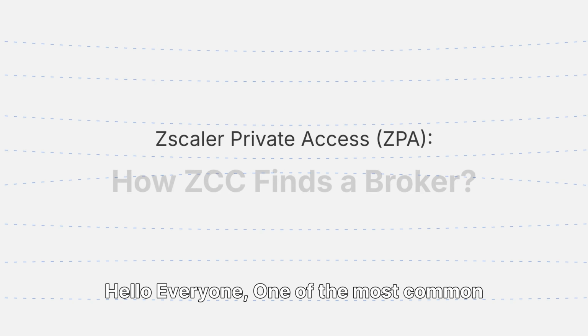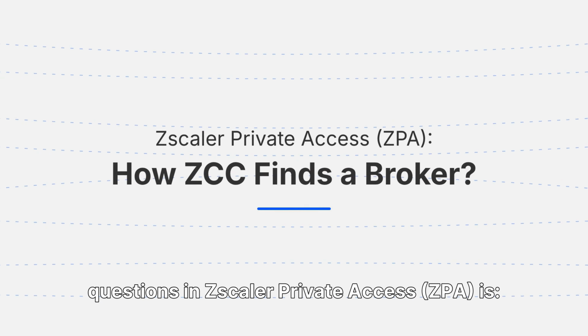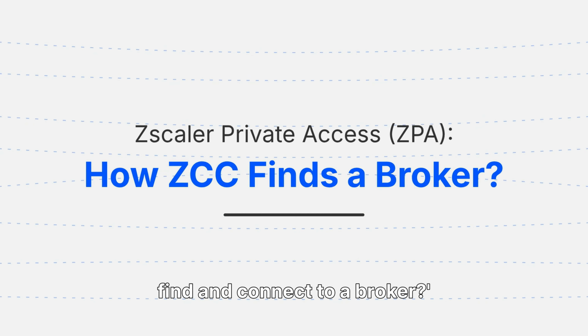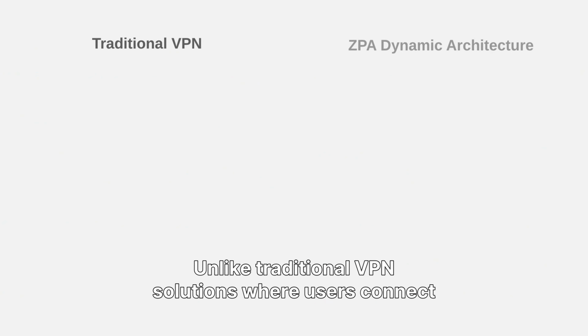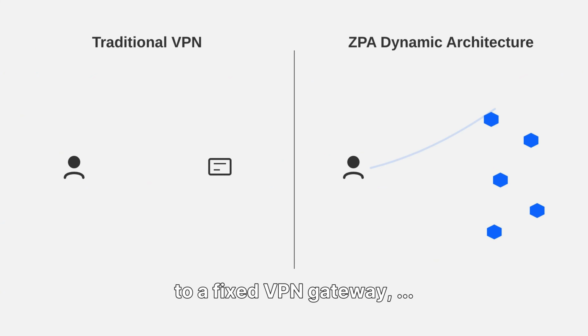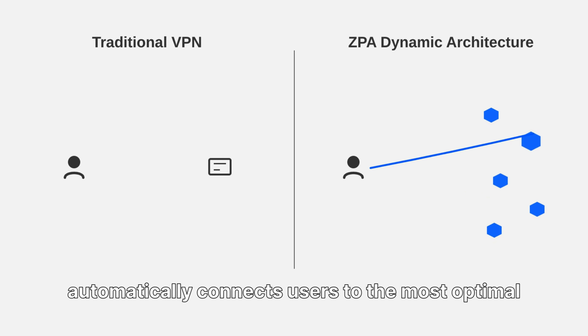Hello everyone. One of the most common questions in Zscaler Private Access, ZPA, is how does Zscaler Client Connector, ZCC, actually find and connect to a broker? Unlike traditional VPN solutions where users connect to a fixed VPN gateway, ZPA uses a dynamic cloud architecture that automatically connects users to the most optimal broker available.